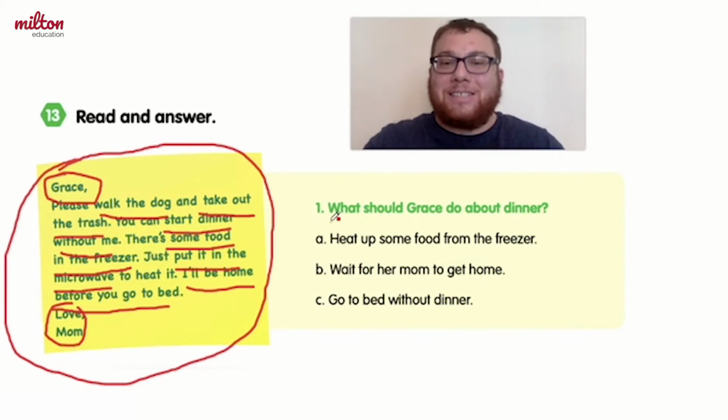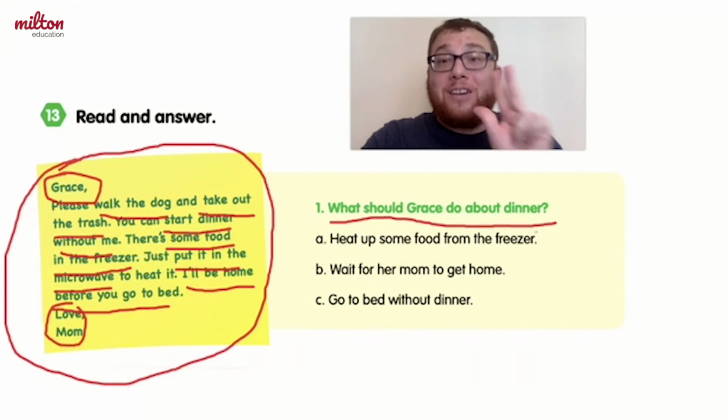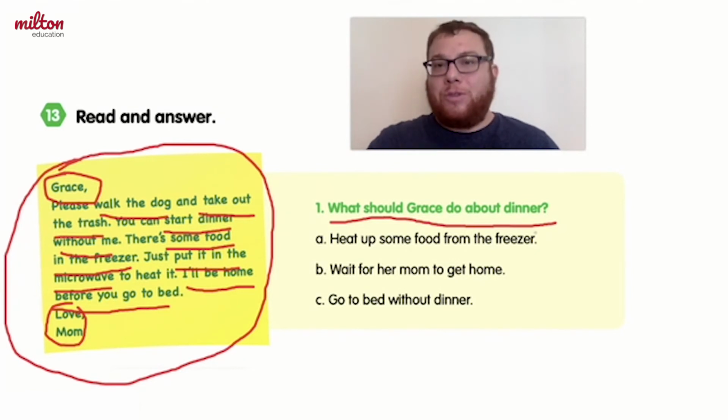The question says, what should Grace do about dinner? Okay, we need to be very careful here because there are 3 answers, but only one answer is correct. So, here we need to be very careful. All 3 of the answers talk about something in the message, but if we read them very quickly, bad idea, then we might have some problems with this.